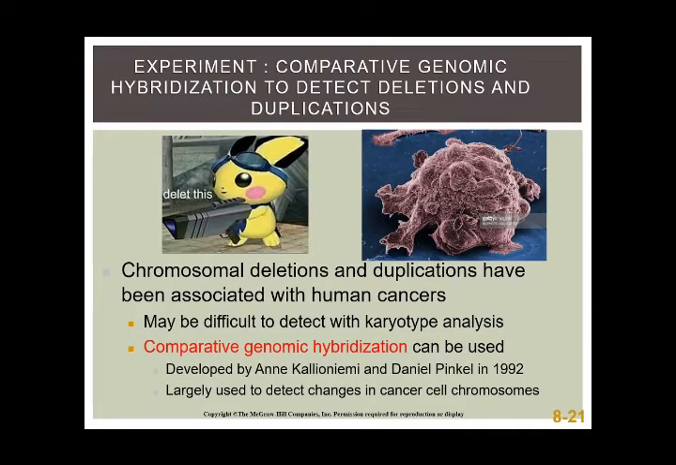So chromosomal deletions and duplications have been associated with human cancers, and they might be difficult to detect with karyotype analysis. Comparative genomic hybridization can be used. It was developed by Anne Kallioniemi and Daniel Pinkel in 1992. It is largely used to detect changes in cancer cell chromosomes.